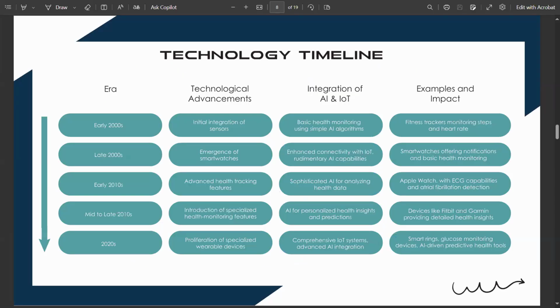Moving ahead, we have only seen the timeline of devices, but I want to introduce you to the technology timeline or the advancement of technology through 2000 to 2020.